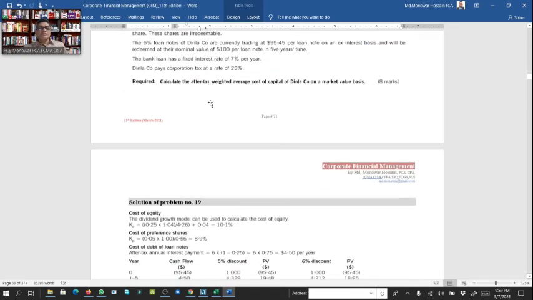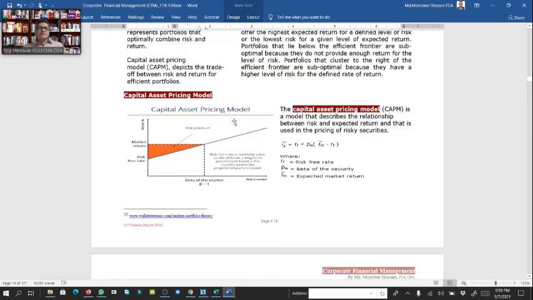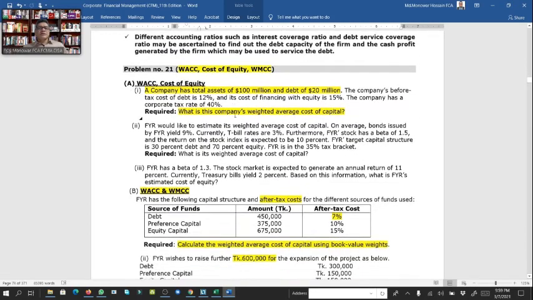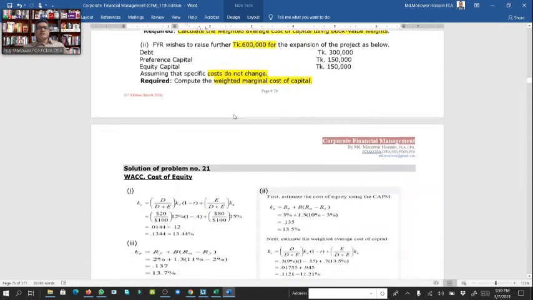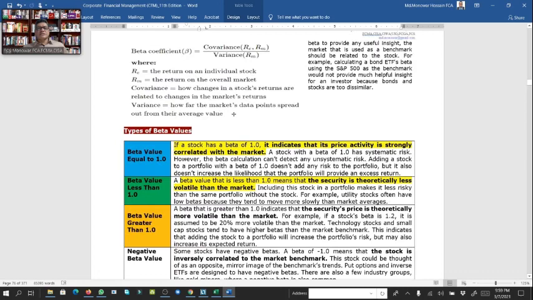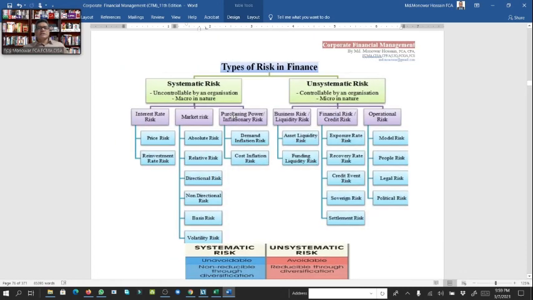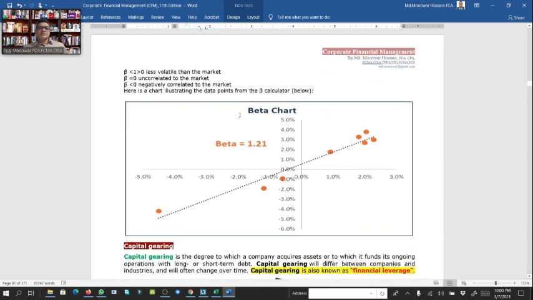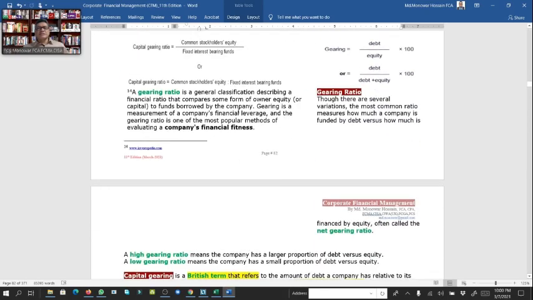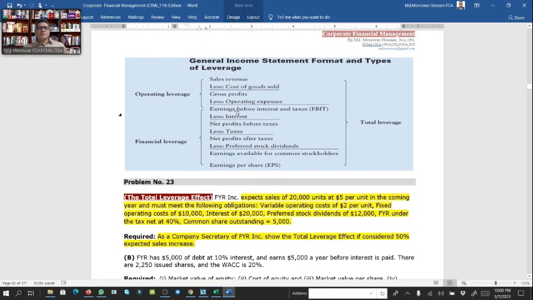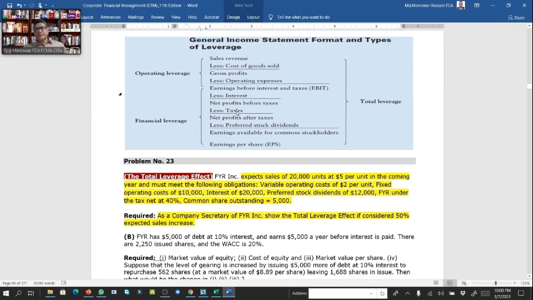Also we calculated math here. We have seen a few portfolio items and the general idea of CAPM, also basics, and we calculated cost, weighted average cost of capital, weighted marginal cost of capital, etc. And we have seen a few beta items and also types of risks in finance, systematic risks and unsystematic risks, and we saw capital gearing or financial leverage, and also here we solved a problem, that means calculation of total leverage effect.